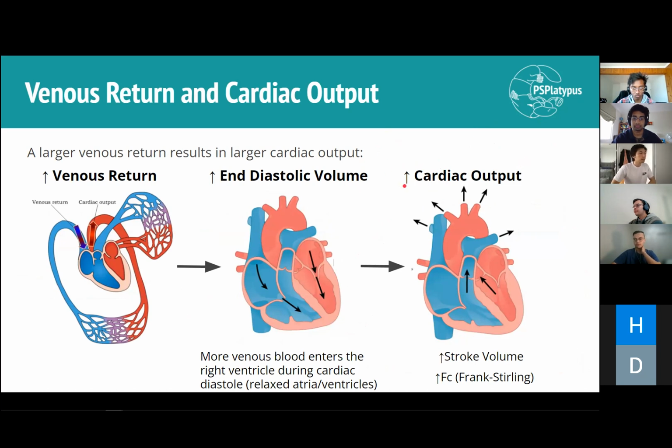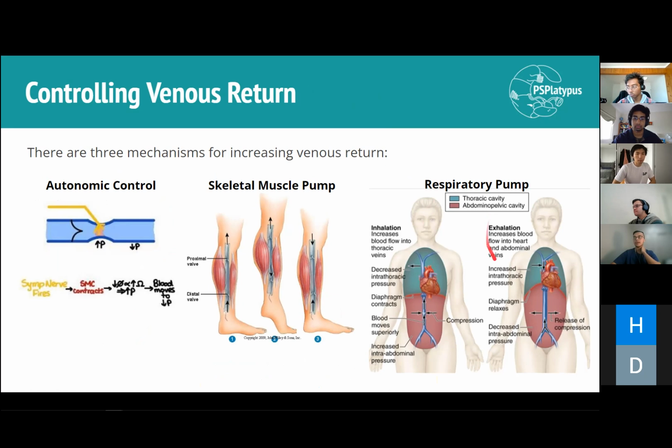And one thing we didn't cover today, which you probably will cover at a later stage, is the consequences of not having high venous return, which I think you'll cover next year as being deep vein thrombosis and blood clots. But I'll leave it there and pass it on to the next topic.